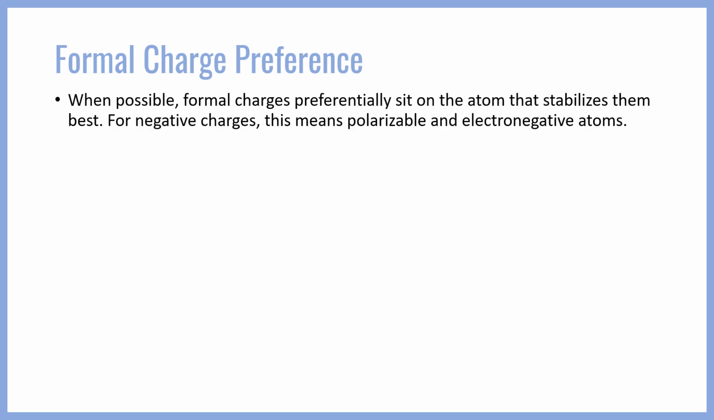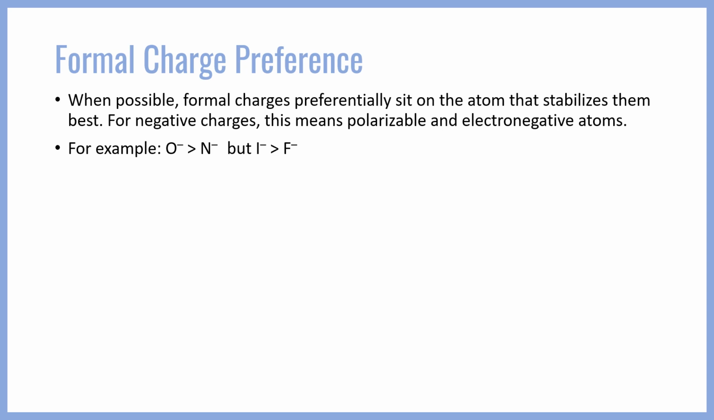So it is the case that formal charges actually have a preference on which atom they reside. When possible, we want to put formal charges on the atoms that best stabilize the given positive or negative charge. For negative charges, for example, this means the more polarizable and electronegative atom. So, for example, given the choice between oxygen and nitrogen, we would want to put the negative charge on the oxygen because O is substantially more electronegative than nitrogen, and so it better accommodates that minus charge. The nucleus is more comfortable holding in that extra electron density due to the higher effective nuclear charge.